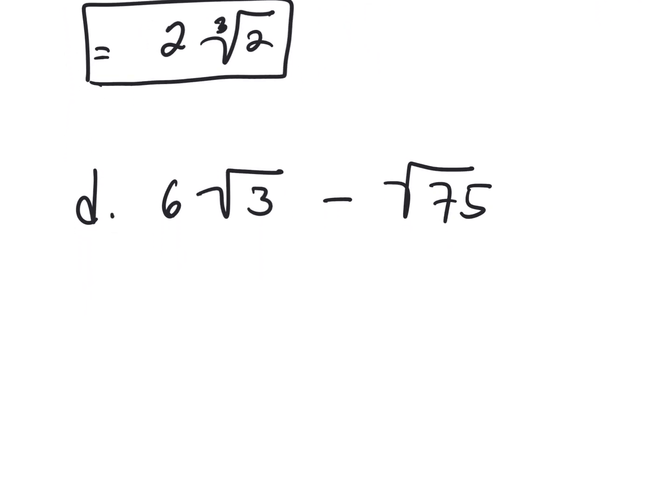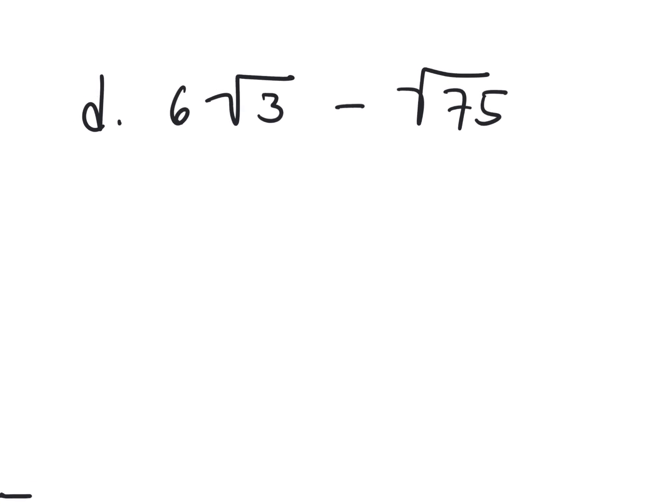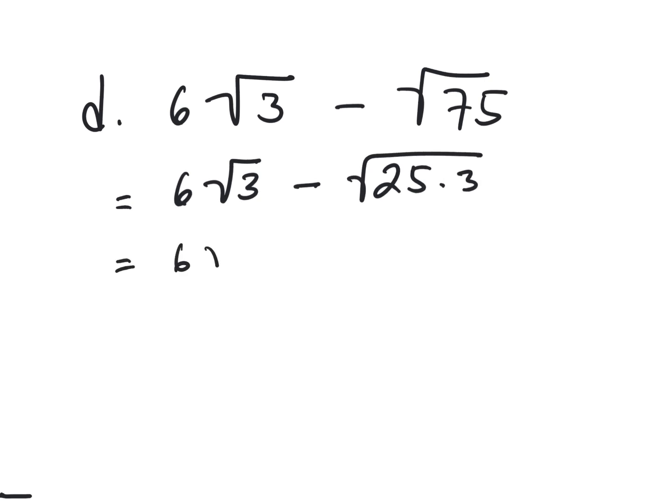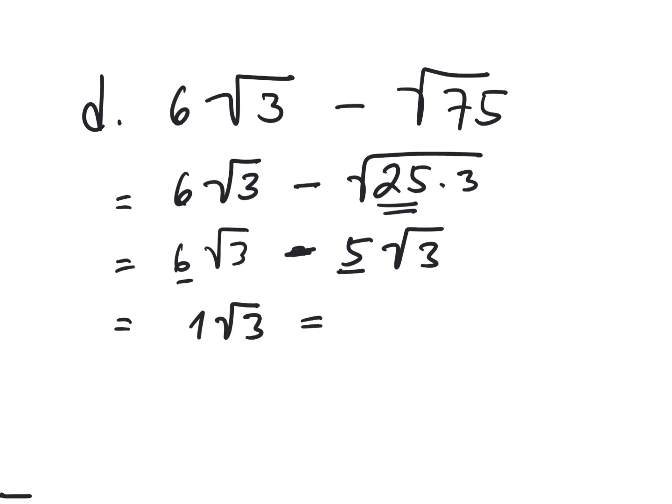Let's look at the next one, letter D. In this case, we're going to retain 6 root 3 because this is already simplified. But 75 can be 25 times 3. So here the square root of 25 is 5, giving 5 root 3. Therefore 6 minus, sorry, this should be minus, 6 minus 5 is going to give you only 1 root 3. But actually we don't normally write 1. We just say root 3 because it is understood already that there's 1 in front.